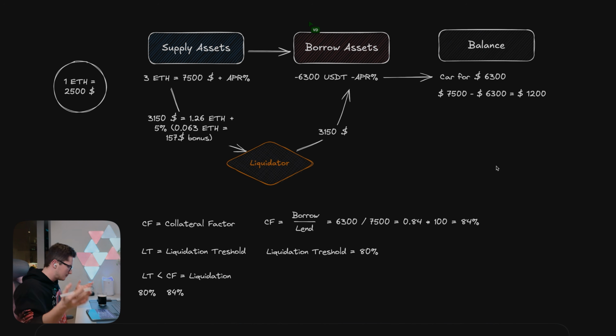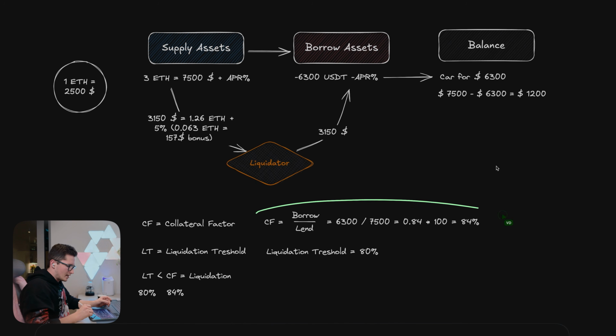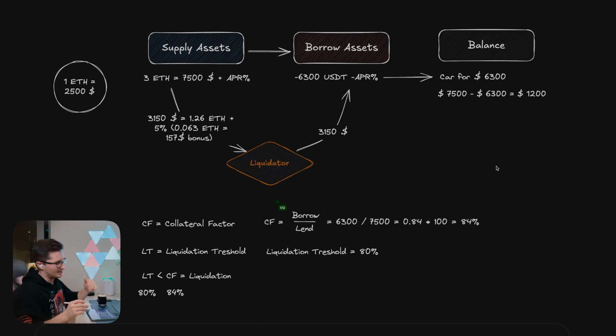What does it mean? I think it's easy. We are estimating our borrowed assets as 84% of our supplied assets. So I think this is very easy to understand. If you don't get it, just repeat.